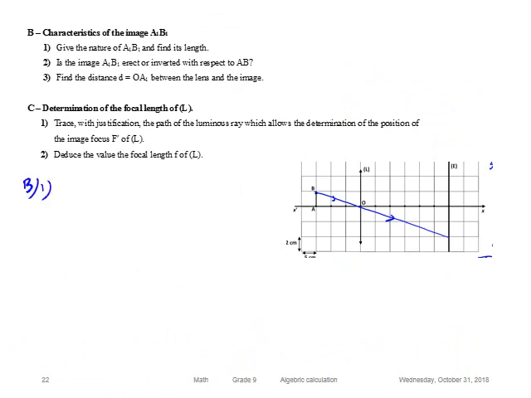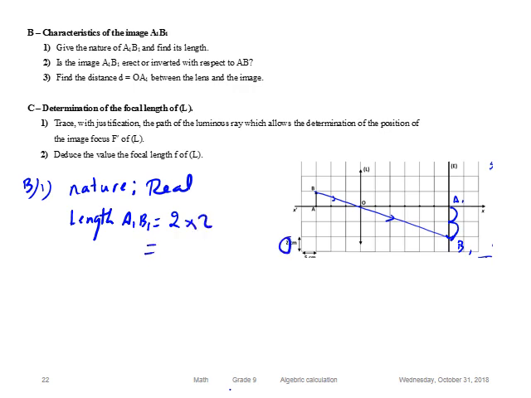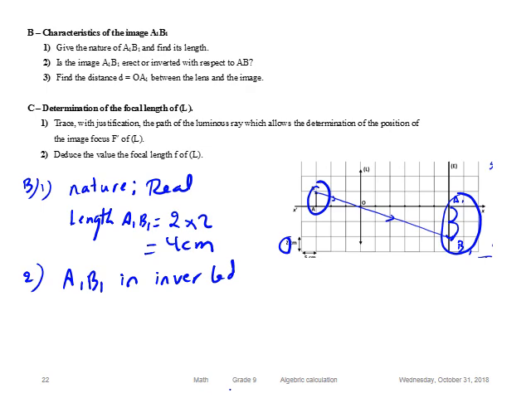Characteristics of image A1B1. Give the nature of A1B1 and its length. Nature: it is a real image. Length of A1B1: it is 2.1, 2, multiplied by the scale, which is 2, so it equals 4 centimeters. Number 2. Is the image A1B1 inverted or erect? A1B1 is inverted with respect to the object AB.